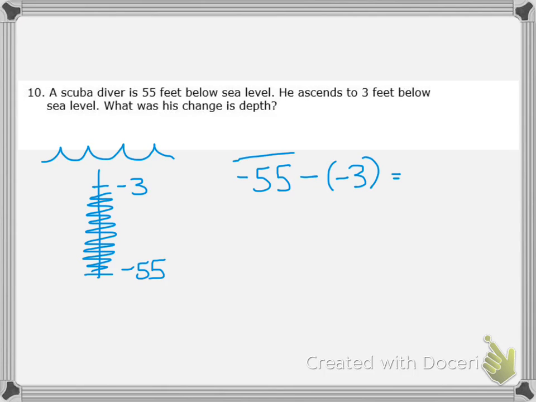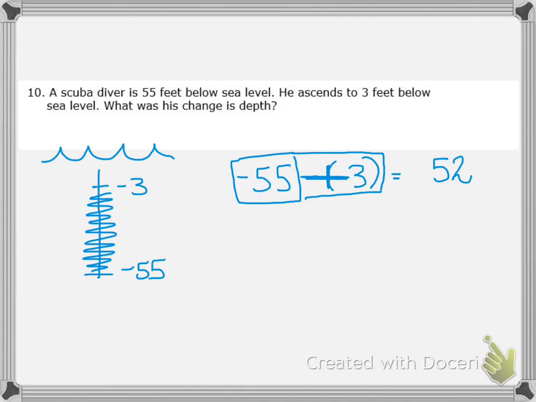So if we do the boxing method, we have negative 55. Then I have a negative 3. So I'm going to change that negative to a positive. Same signs add, different signs subtract. So I have negative 55, positive 3, so I'm going to subtract because they're different signs. 55 minus 3 is 52.